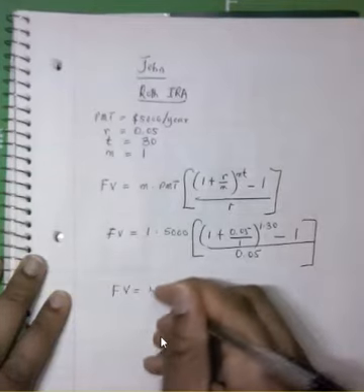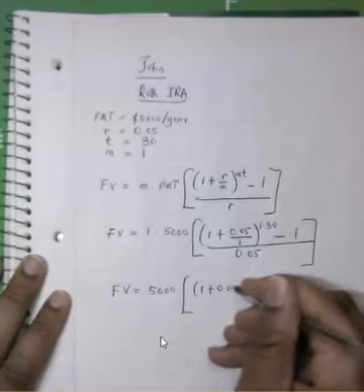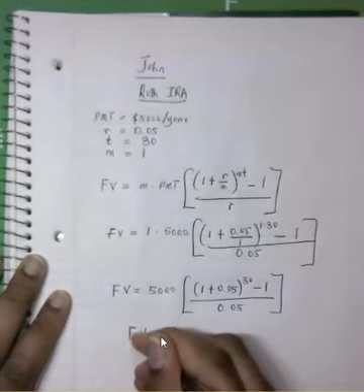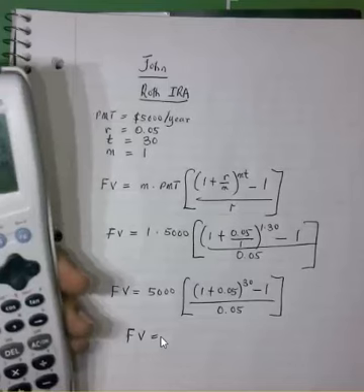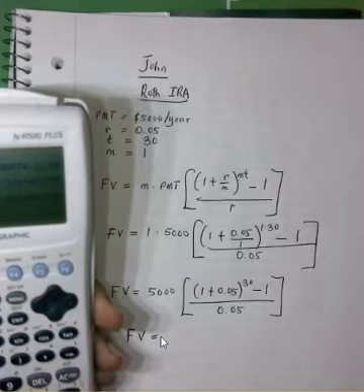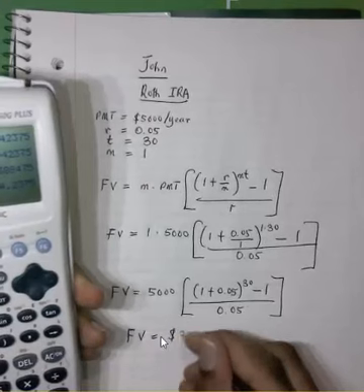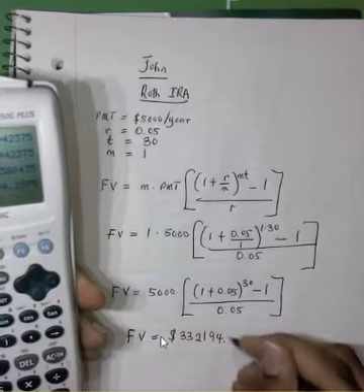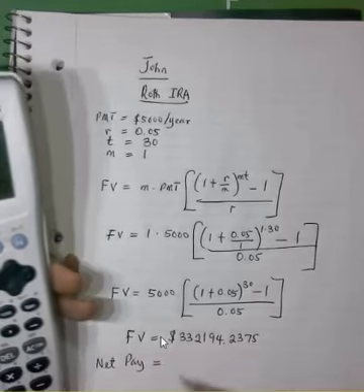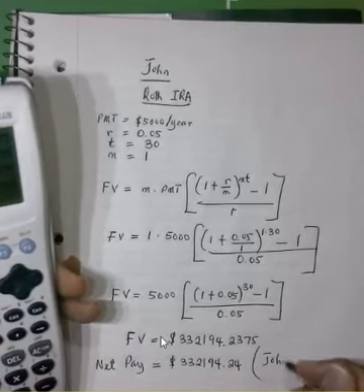So the future value will be 5,000 times (1 plus 0.05) exponent 30, minus 1, over 0.05. So 1.05 exponent 30 gives me this, minus 1 gives me this, divided by 0.05 gives me this, times 5,000. So I have 332,194.2375. That's the net pay. The net pay for John will be 332,194.24.